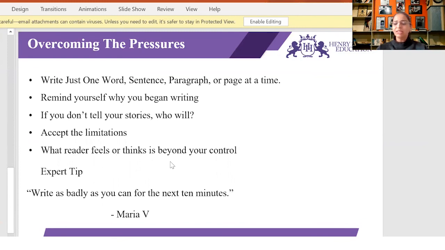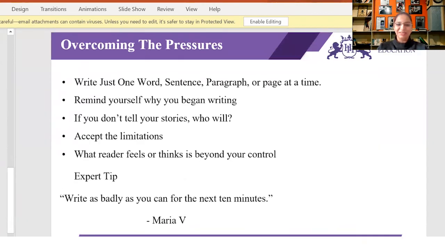What the reader feels or thinks is beyond your control, because you are writing from the writer's perspective. Always do not deviate from your perspective, because you don't have to deviate from the writer's perspective for what the reader will feel. Don't do that. So, expert tip: write as badly as you can for the next 10 minutes. It's fine, absolutely fine. Easy way to do it.